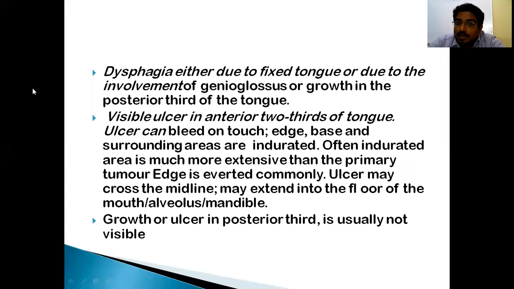Dysphagia is due to the fixed tongue, involvement of the genioglossus, or growth in the posterior third of the tongue. Then visible ulcers in the anterior two-thirds of the tongue. Ulcers can bleed on touch. Edge, base and surrounding area are indurated. Often the indurated area is much more extensive than the primary tumor. Edge is commonly everted. The ulcer may cross the midline and extend into the floor of the mouth, alveolus and mandible. The growth or ulcer in the posterior third is usually not visible.